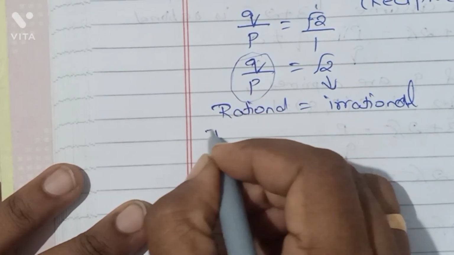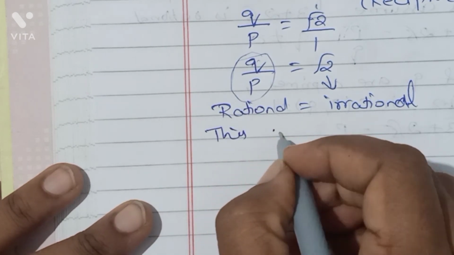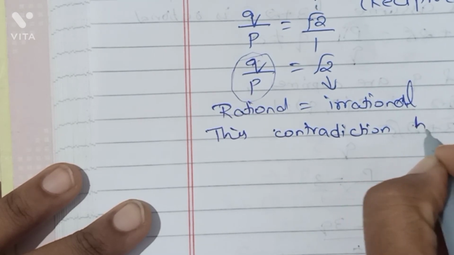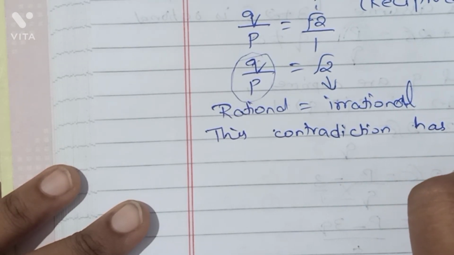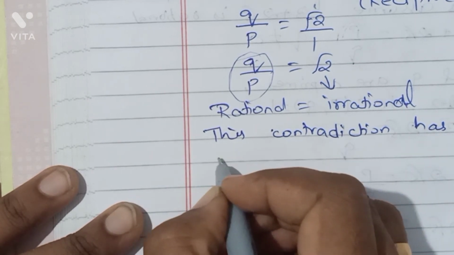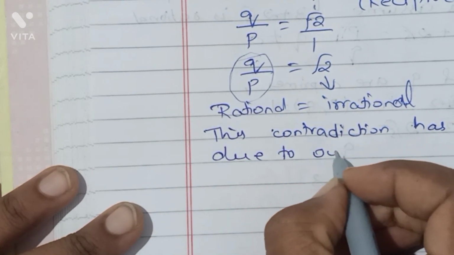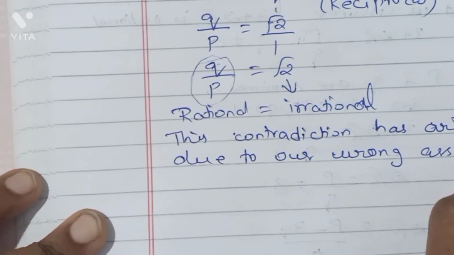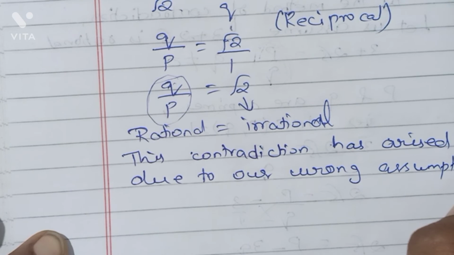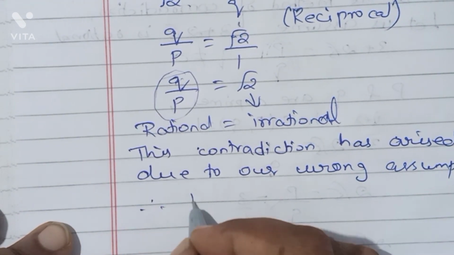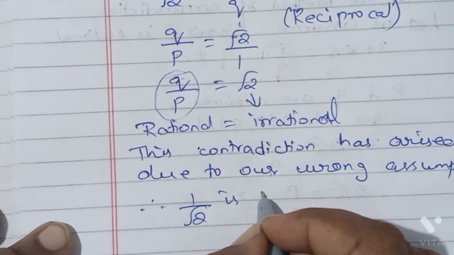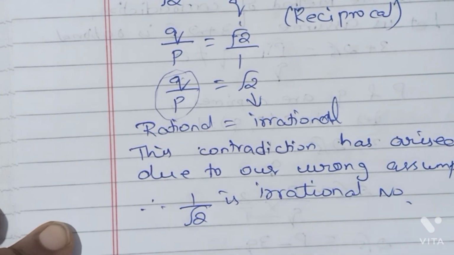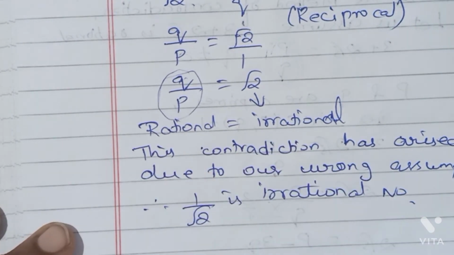So this contradiction has arisen due to our wrong assumption. Therefore 1 divided by root 2 is an irrational number. So this is the answer for the first subdivision.